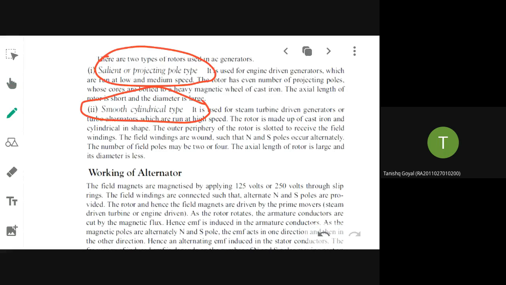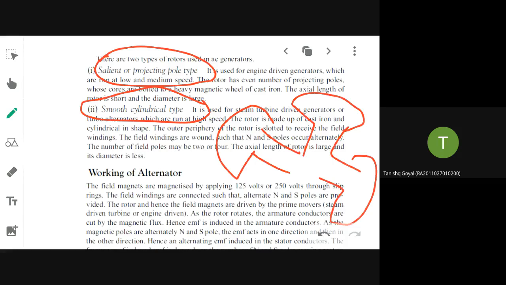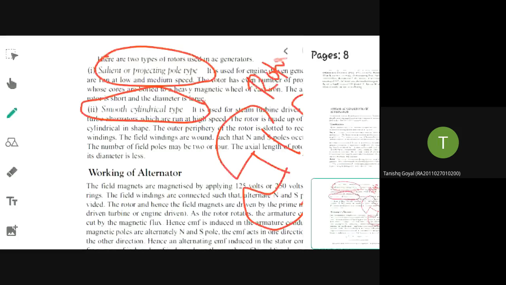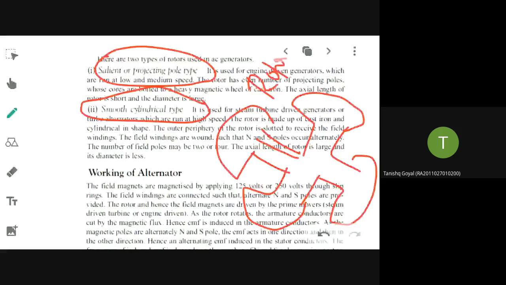Salient pole means here you will have projected poles like this. So this is your rotor. You can see for yourselves, this is projected, this is projected, this is projected, and this is projected: north, south, north, south. So this type of rotor is called what type of rotor? Salient or projected pole rotor. The poles project out from the center axis.